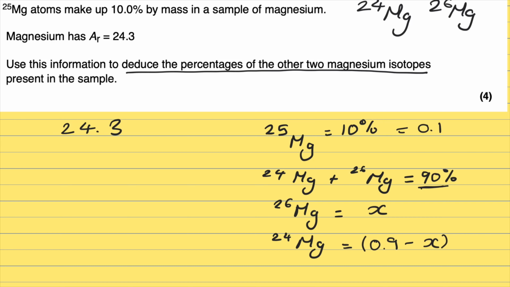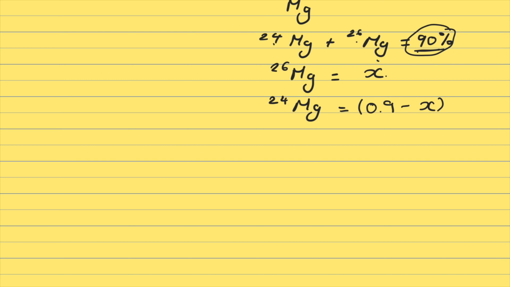And then the second thing I've done is I've said, if 90% is equal to the 24 and 26 percentages, and the 26 is equal to a number, which I've said is X, then the 24 magnesium is going to be equal to the 0.9, which is the 90% here, minus whatever this number is. So let's say, for example, X is equal to 5%, then this one would be 85%, because the 10% plus 5 plus 85 would equal 100. Does that make sense?